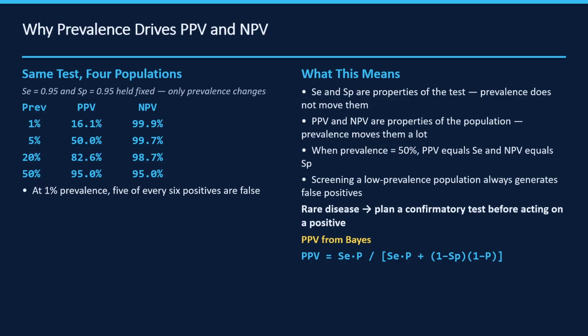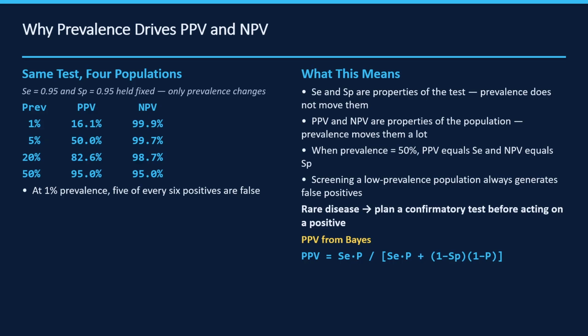It's the slide that trips up smart clinicians, so let's sit with it. Sensitivity and specificity are both 95% here, a genuinely good test, and we're only changing one thing, how common the disease is. At 1% prevalence, positive predictive value is 16%. Read that again. 5 out of 6 positives are wrong, not because the test is bad, but because there are so many more healthy animals that even a small false positive rate swamps the handful of true cases.